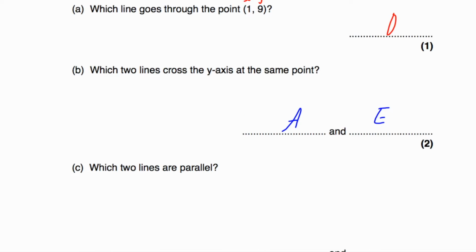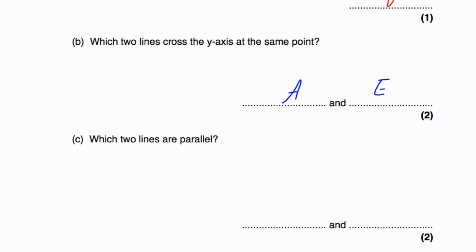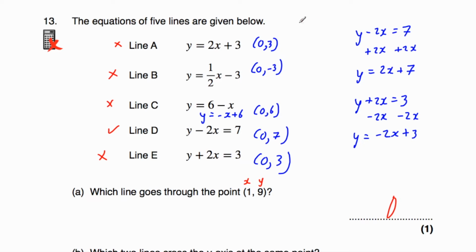And part C says which two lines are parallel. So we're looking for two lines with the same gradient, and that's great because we've already got them all in the form y equals mx plus c. So the gradient of the first line, well, let's just get rid of this a minute.